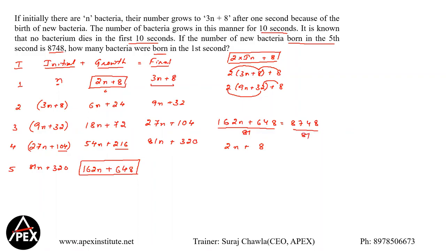So 162 by 81 is 2n, 648 by 81 is also 8. So all you need is the value of this. So 81 ones are 81, and then we have 648. So 81 8s are 648. So the calculation also becomes very easy. So your final value is going to be 108. So 108 bacteria were born in the first second. Is this point clear?